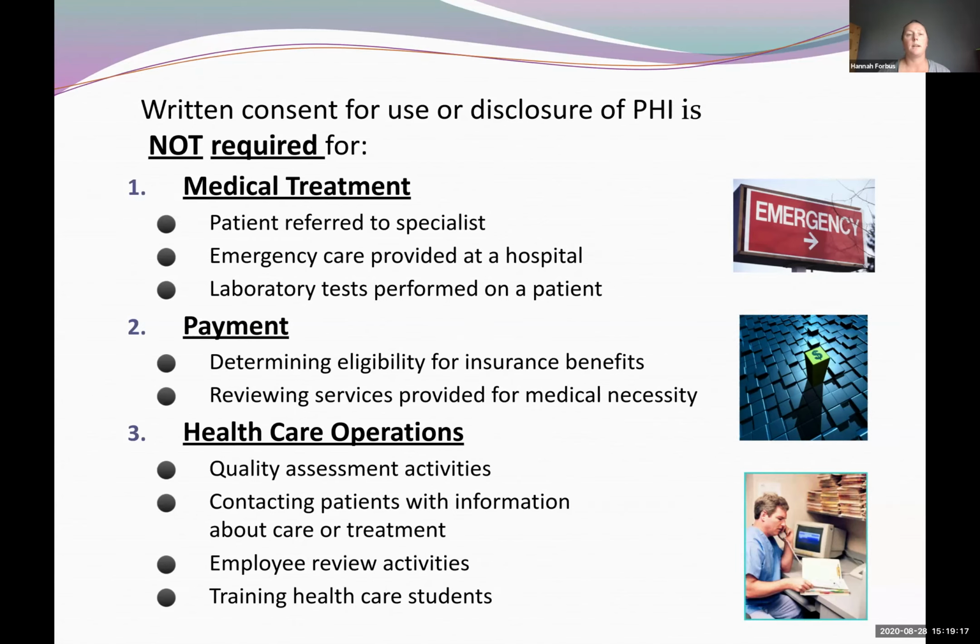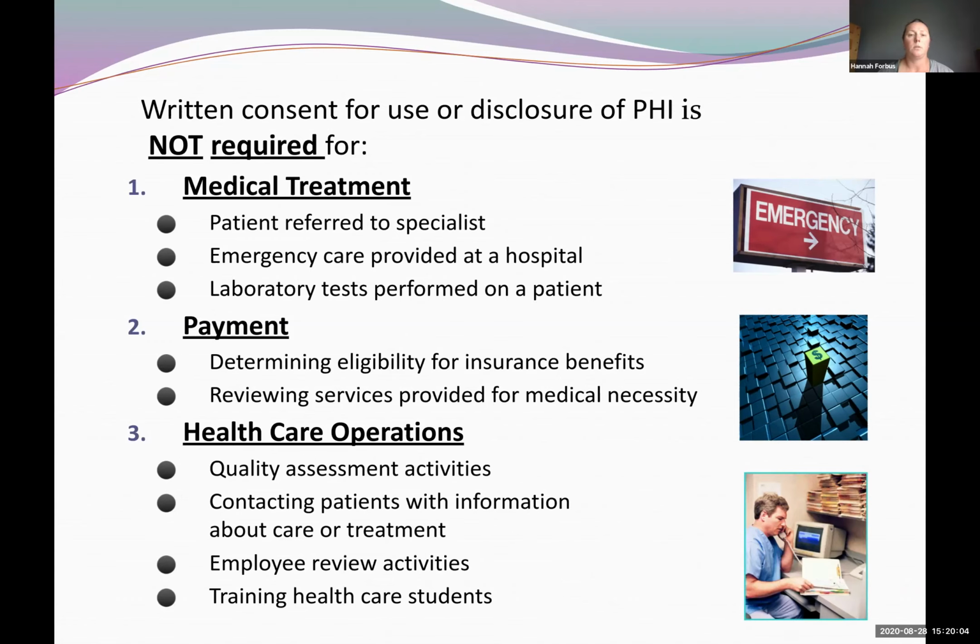So if your primary care provider is referring you to a specialist, they can release your medical information to assist the specialist. The emergency department can release information regarding your visit to your primary care provider to assist them in treating you after you've been to the emergency room. And your primary care provider can release information about your health to the laboratory or radiology to assist them in performing the test. So anybody regarding payment, so determining eligibility for insurance benefits.